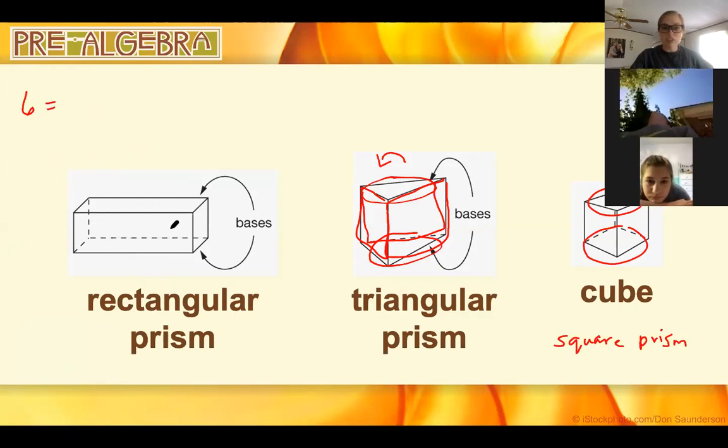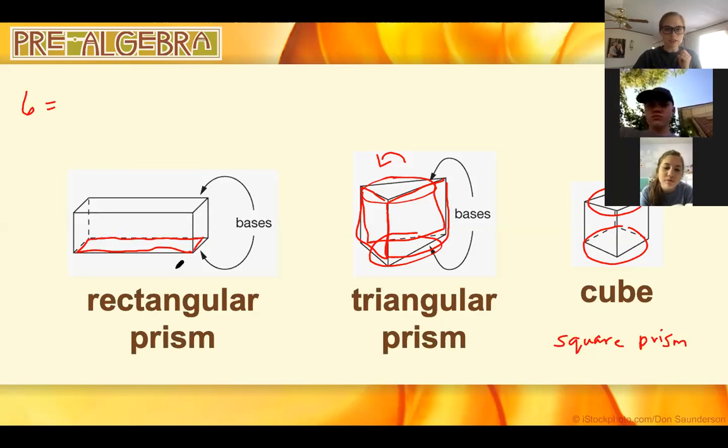Let's talk about the bases. Are the bases the same exact shape? Take a look here. What kind of base do we have? What's the base of this figure right here? What shape is it? A rectangle. What's the area of a rectangle? Length times width.